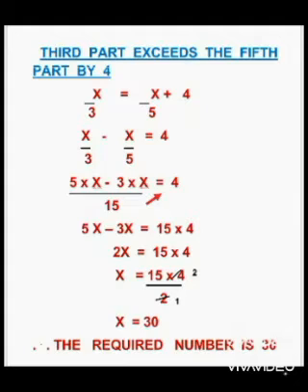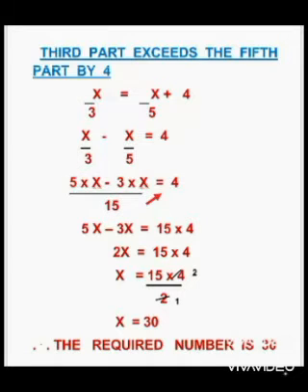So according to the condition we can write like this: x by 3 is equal to x by 5 plus 4. Okay, now let us transpose the x variable to the left hand side. Then x by 3 minus x by 5 you will get, which is equal to 4. Now let us take the LCM for the denominators 3 and 5. So the LCM of 3 and 5 is what, children? 15.